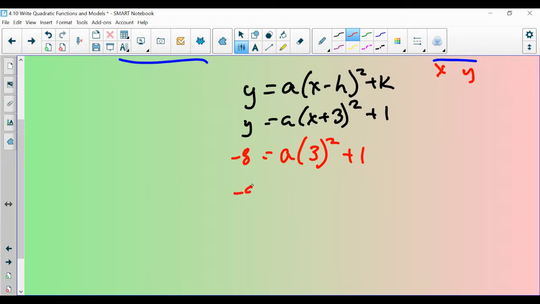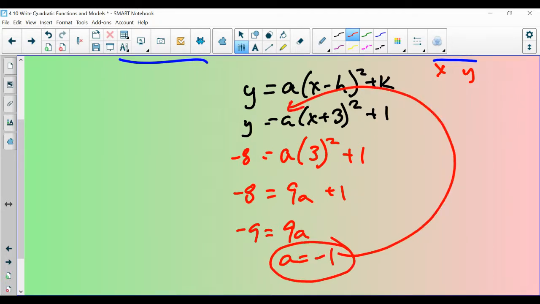Continuing to solve this, negative 8 is equal to, what we would do first is square the 3, which would give us 9a plus 1. And then we're solving for a. Subtract 1 on both sides. Negative 9 is equal to 9a, so a is equal to negative 1. Once you know a, you're going to substitute it back in right there, and that would be our quadratic equation. Y is equal to negative 1, or we could just write the negative sign, x plus 3 squared plus 1.